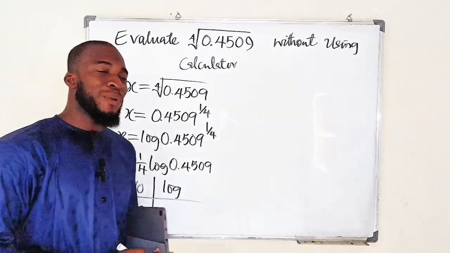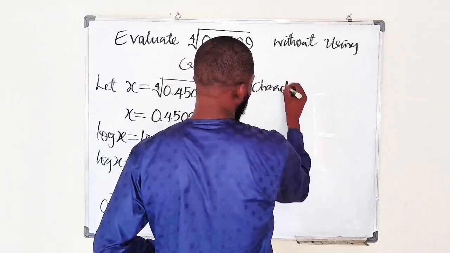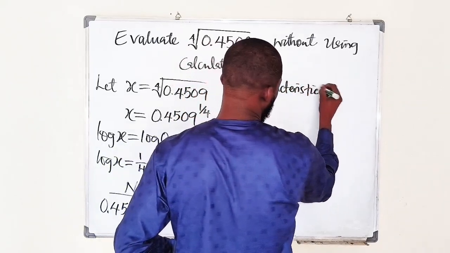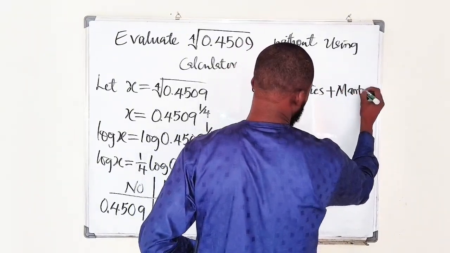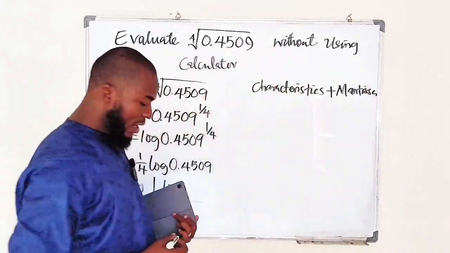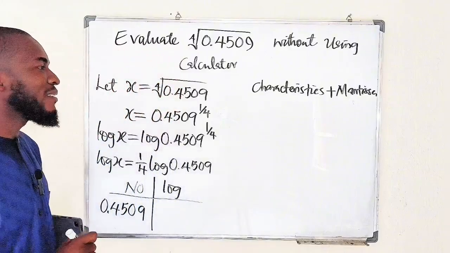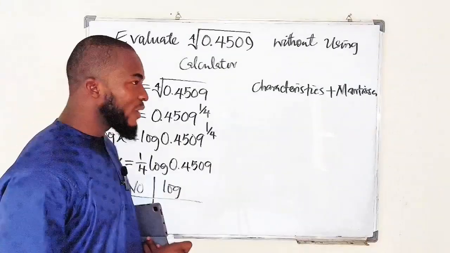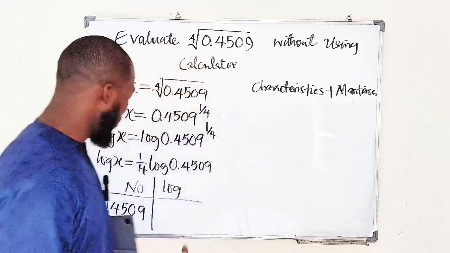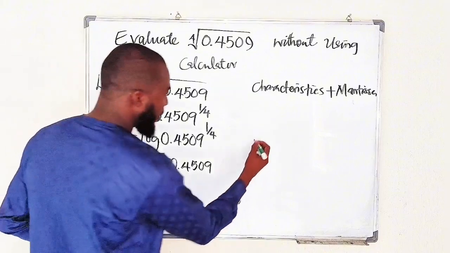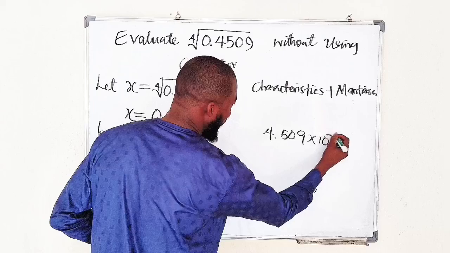Log of any number comprises of two parts: the characteristics plus the mantissa. So once you obtain the characteristics, you add it to the mantissa, it will give us the log of that number. So what is characteristics of a number? Characteristics of a number is the power of 10 when the number is transformed into its standard form. Let's change this number to standard form. It will be 4.509 times 10 raised to the power of -1.